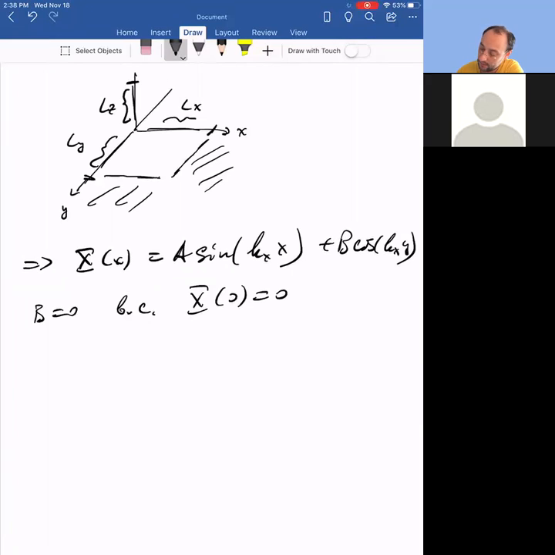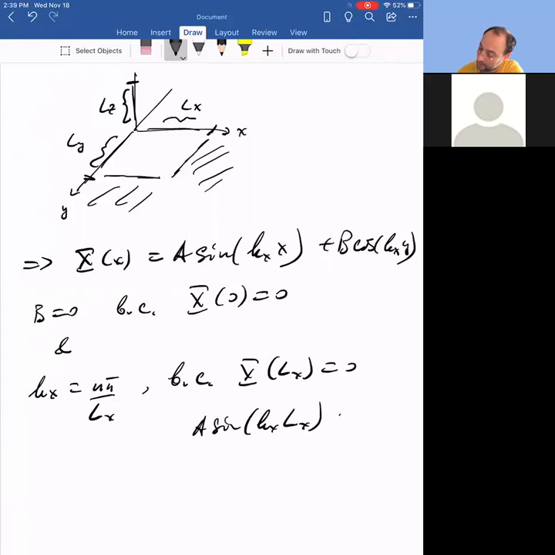And kx equals n pi over Lx because X of Lx equals 0. So you get A sine of kx times Lx equals 0. So either A is 0, then you don't have a wave function at all, or kx Lx equals n pi. And that's how you get this solution.